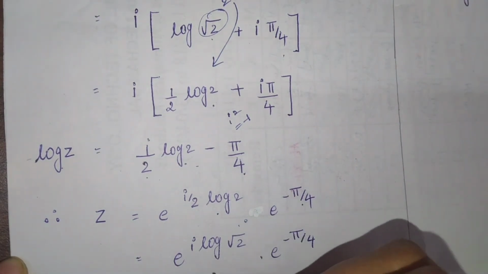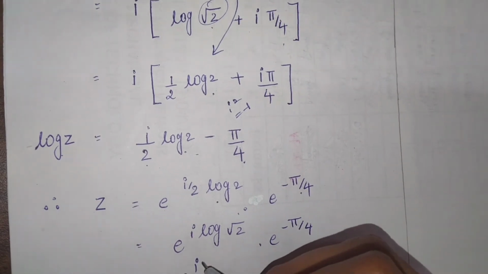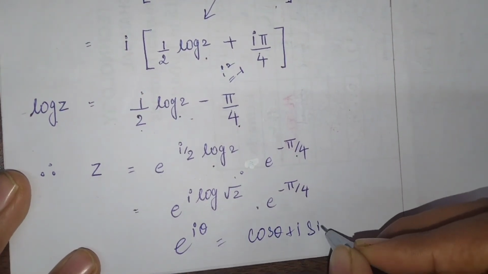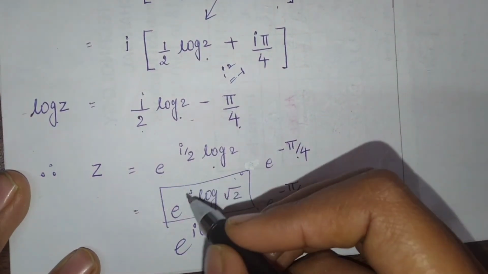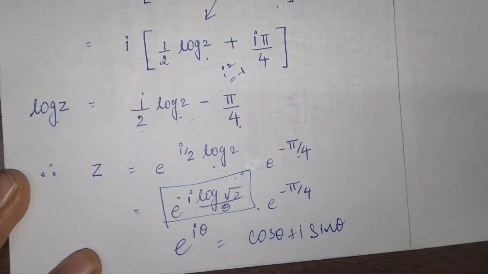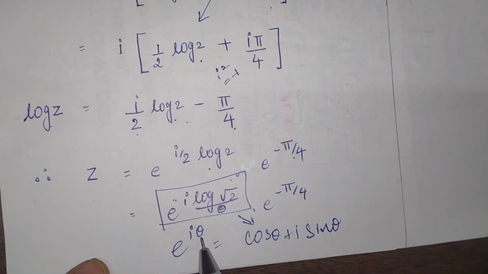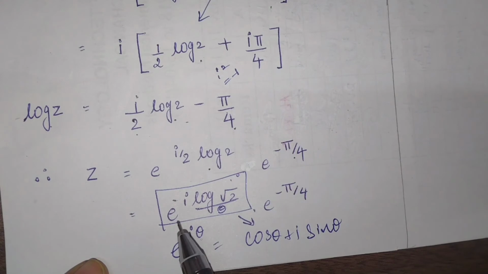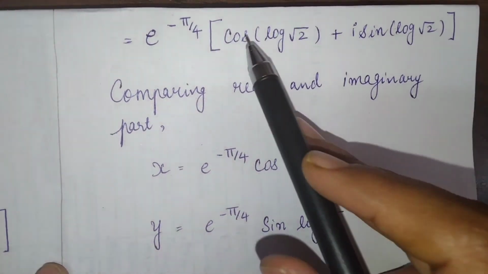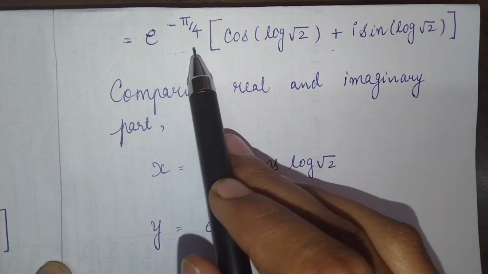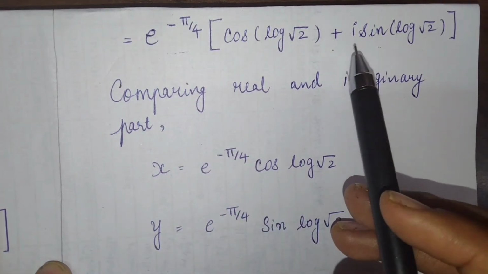But the formula of e raised to i theta is cos theta plus i sin theta. Okay? So here what is there? e raised to i theta. This is our theta. So I can rewrite this term in the form of this term. e raised to i theta is what? cos theta plus i sin theta. So this is in the form of e raised to i theta. So here in place of this term, I can write cos theta plus i sin theta. Theta is log root 2. And this term remains as it is. Okay? So we will get this term finally.